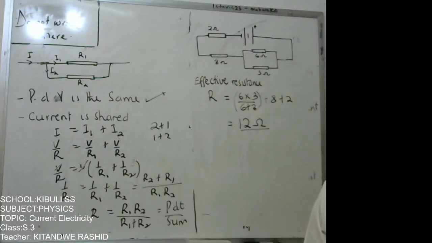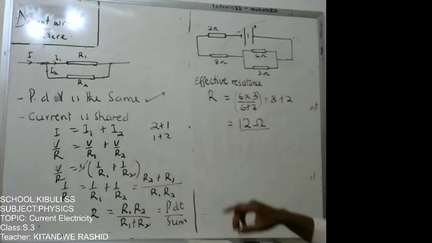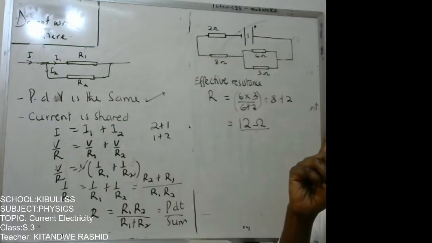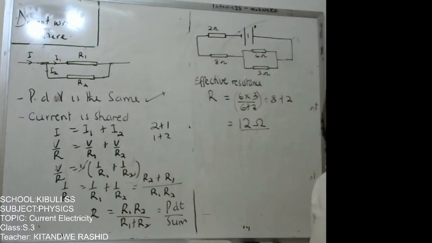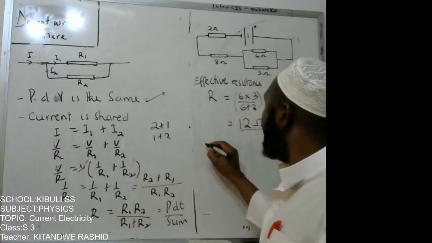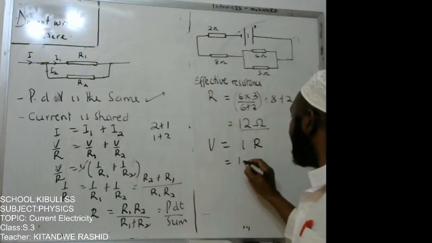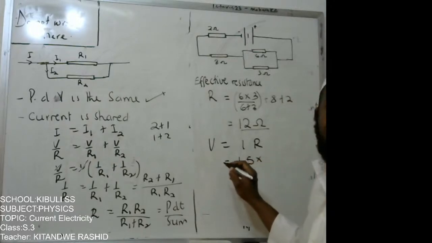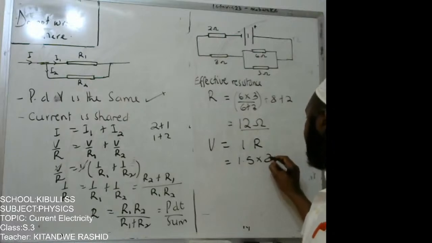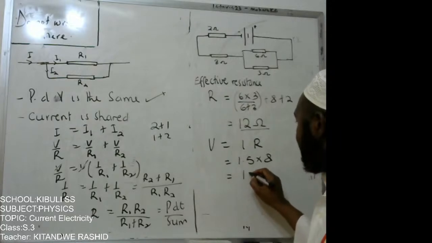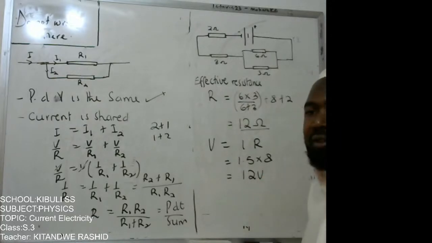Now we have to get the PD across the 8. PD across the 8. Now, already the current was given to be 1.5 amperes. Here we just use Ohm's law. So, Ohm's law, V is equal to I R, the current is 1.5, the resistance is 8. And therefore, the PD across is 12 volts from Ohm's law.